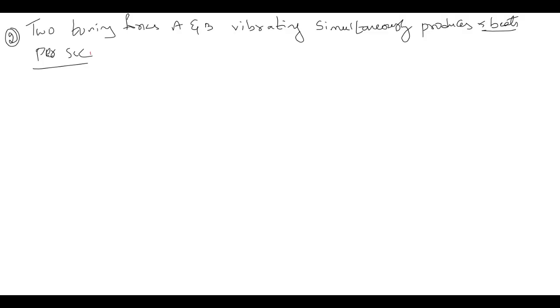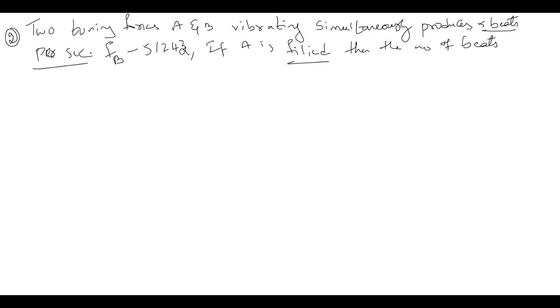Okay. So if the frequency of B is 512 Hertz, and if A is filed, then the number of beats increases by 2. Find the frequency of A. Understood?